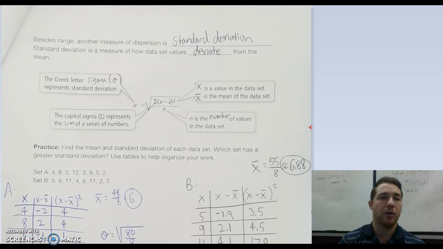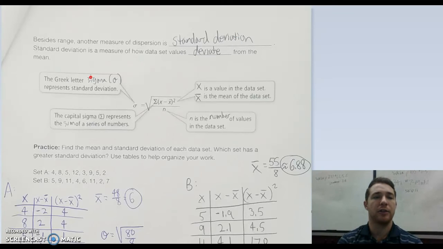And last measure that we're going to talk about here, besides range, another measure of dispersion is standard deviation. So again, I'm going to use this to measure how far data is spread out from each other. Standard deviation is a measure of how data set values deviate from the mean. And by deviate we mean change from the average.